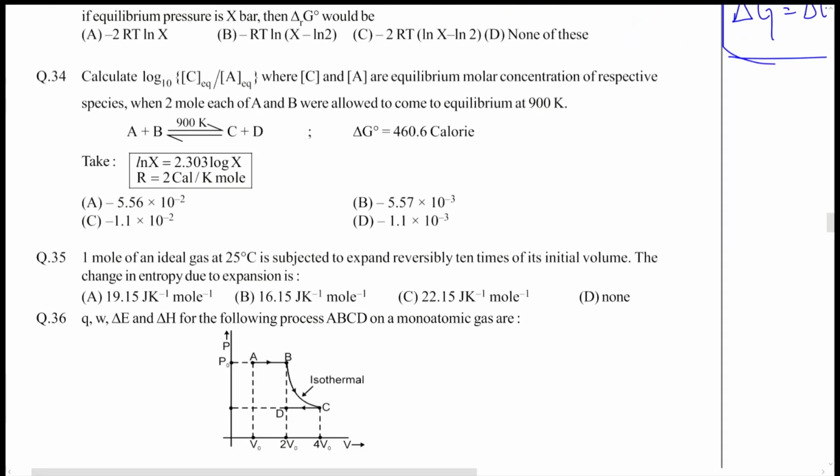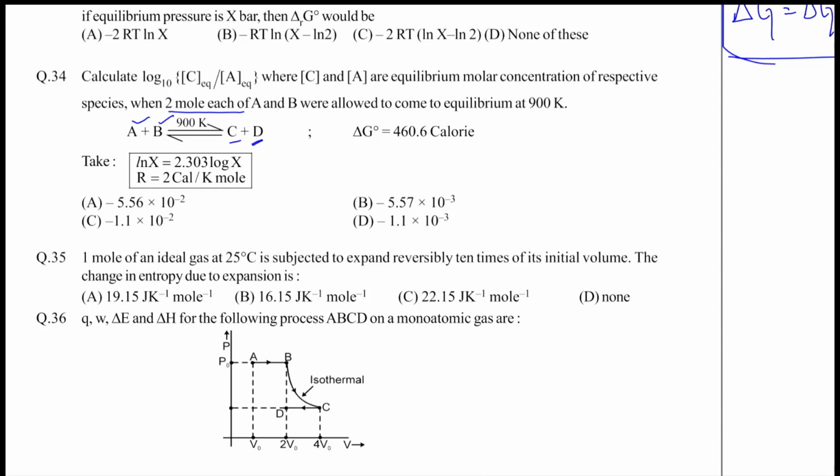Calculate log of C by A. Now see, you start with 2 mole each of A and B. Number of moles of A and B are same at the beginning, and they are consumed in a 1:1 ratio. So even at equilibrium, concentrations of A and B will be same. And that goes for C and D as well. C and D will be equal to each other because they are being formed in a 1:1 ratio.